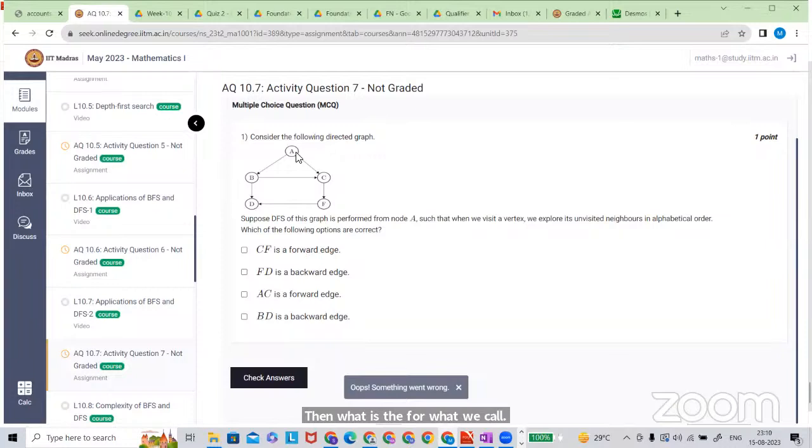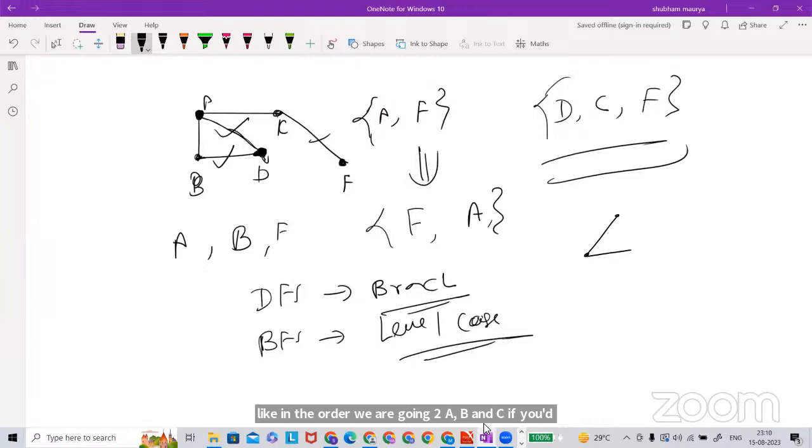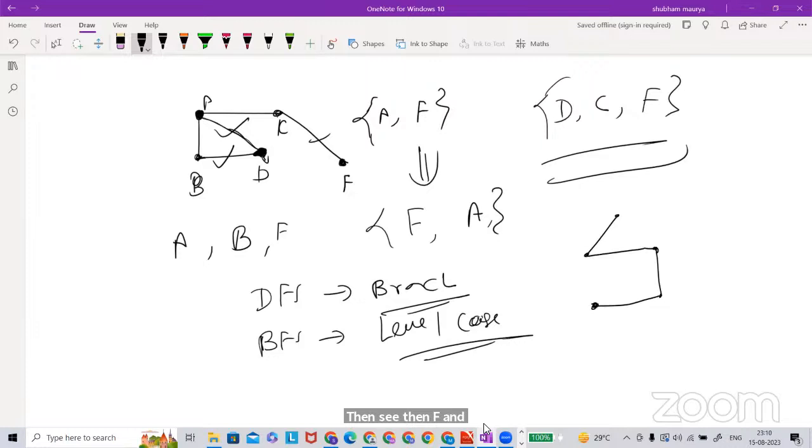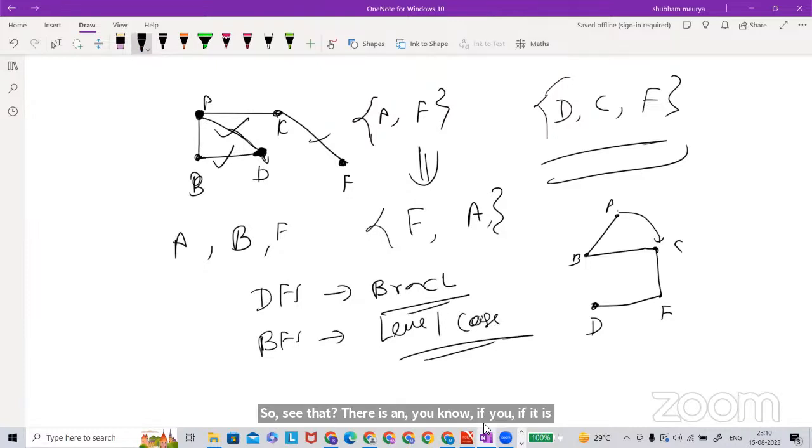A forward edge is like here, AC is happening, in the same order we are going to A, B, and C. If you draw the tree here, which is A, then B, then C, then F, and then D. So see that there is an edge, no? If it is in the line form, then it is like this. This is an edge in the forward case. Yes, sir. This is an edge in a forward case.